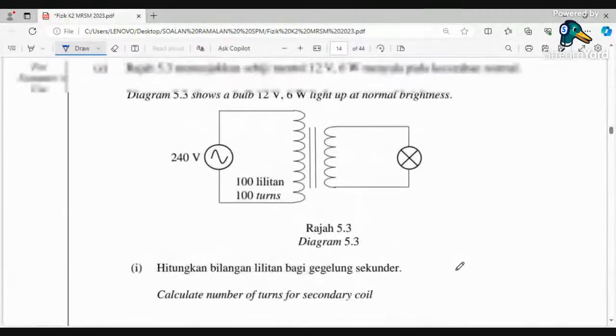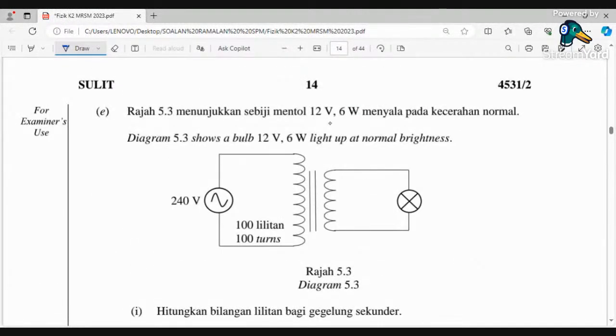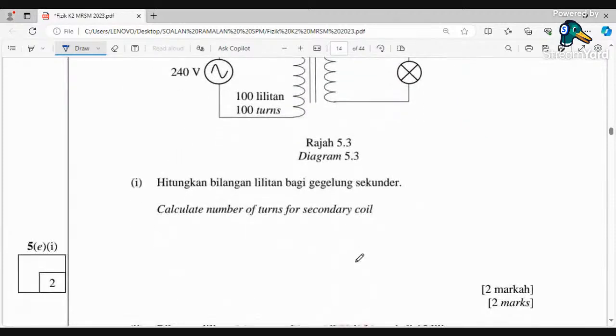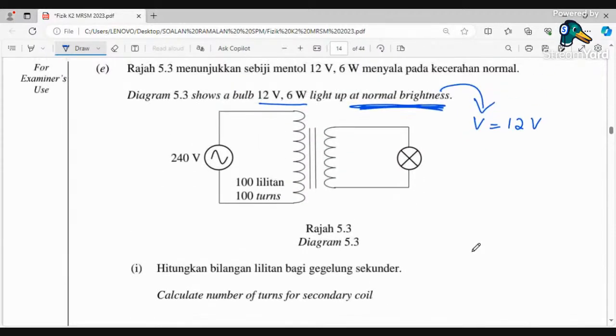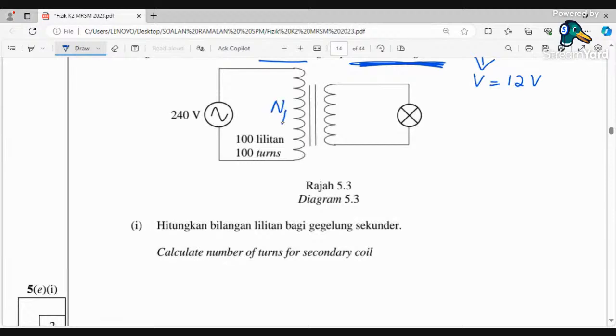Part E. About power rating given. Normal brightness. What is the meaning of normal brightness? Means the voltage supply is 12 volt. Calculate number of turns for secondary coil. This one is Np and Ns. Np is where there is the power supply. Here there is no power supply. The voltage produced by induction, this is secondary. Okay, because it is normal brightness, so this is 12 volt.